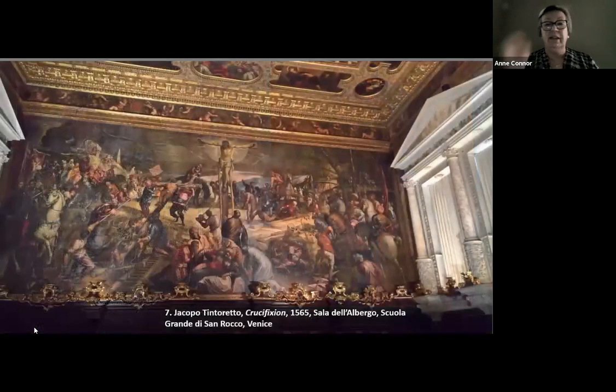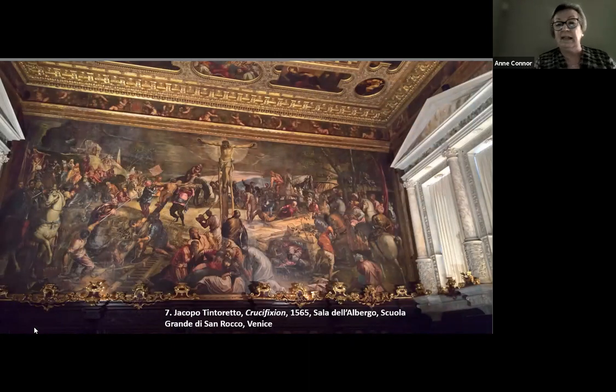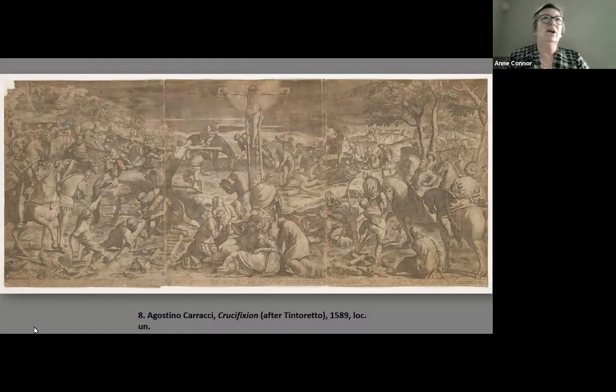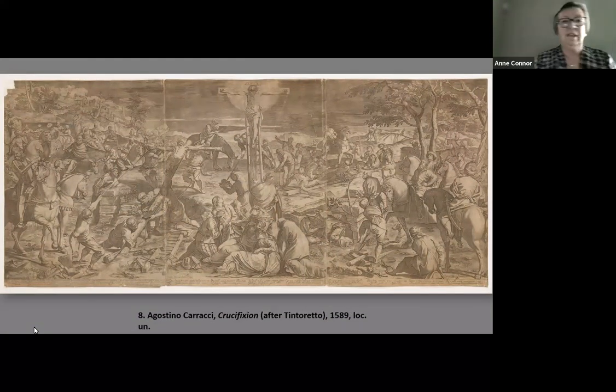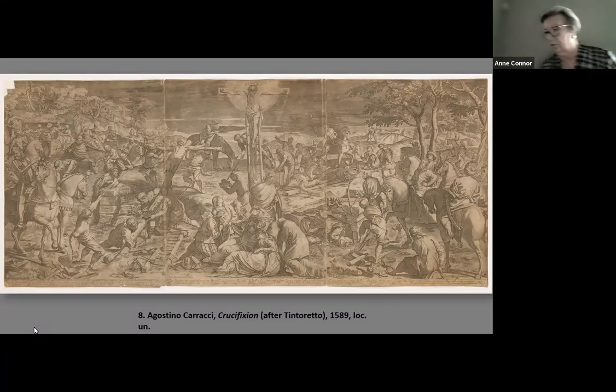As I mentioned, he copied works. For example, this is the huge Crucifixion by Tintoretto in the Sala dell'Albergo in the Scuola Grande di San Rocco in Venice. It's an enormous work, and Carracci copied it as an engraving. So you can imagine the sheer size of that work. You needed a piece of paper that could accommodate that.